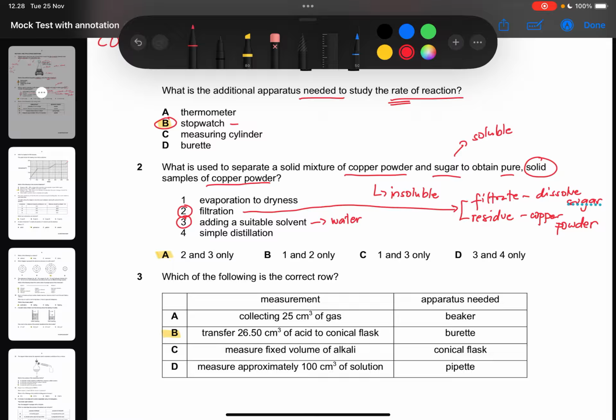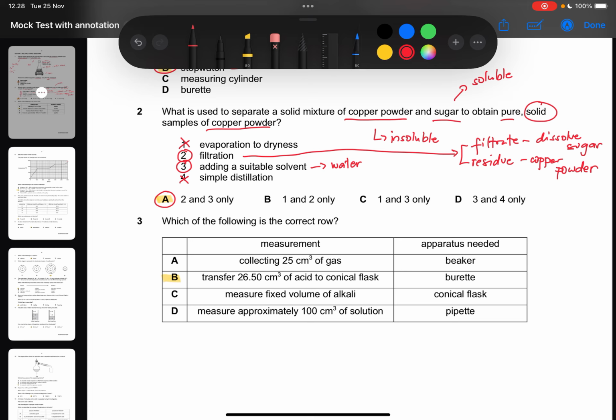Then after that, we don't have to evaporate to dryness because it's just water and it's not soluble. We don't need simple distillation as well. You can just dry it using tissue or any cloth that you can use in the laboratory. That's why our answer is 2 and 3 only.